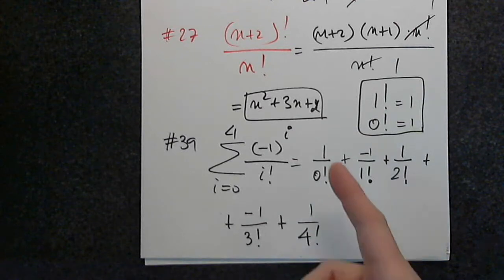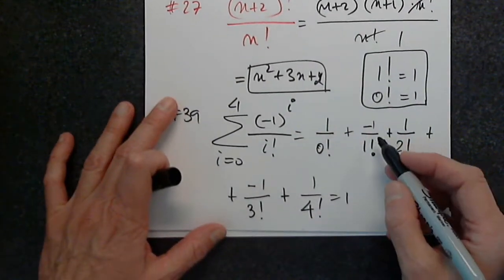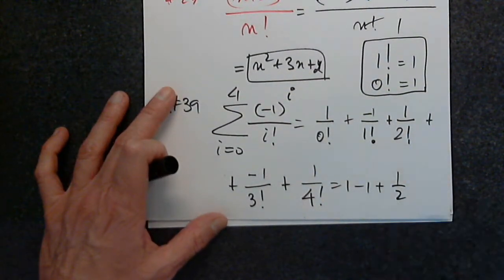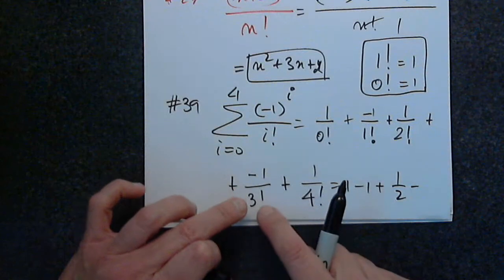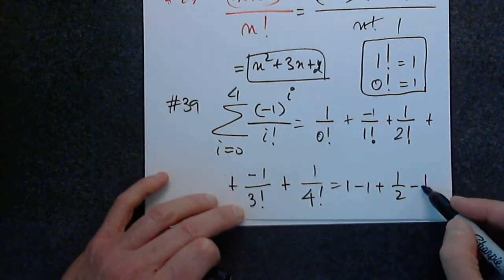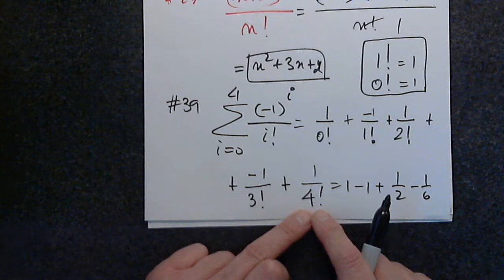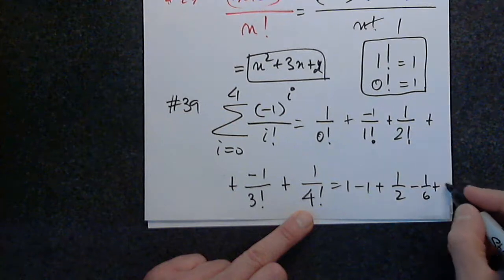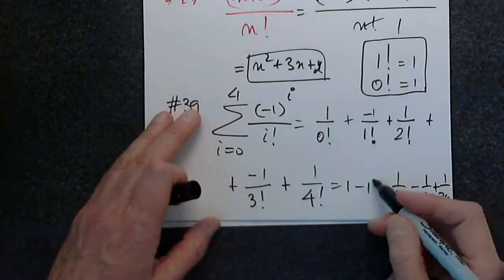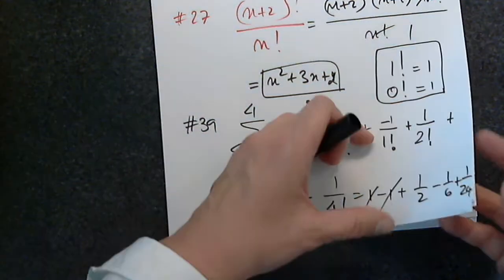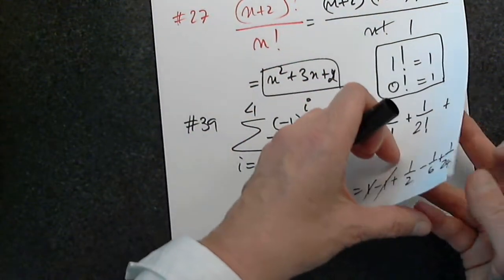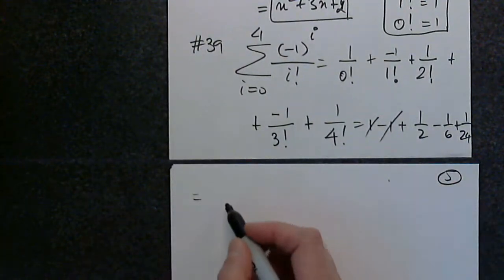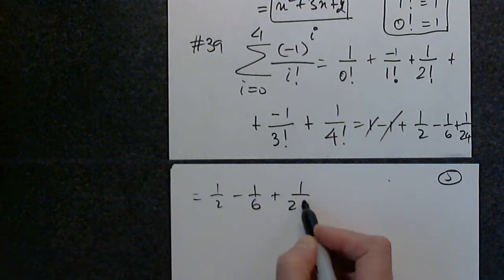Okay, good. So 1 over 1, this is 1. But then this is minus 1 over 1. Okay, these two go away. Plus 1 over 2 minus 3 factorial is 6, so 1/6. And 4 factorial is 24, because 3 factorial is 6, and 6 times 4 is 24. So plus 1 over 24. These two go away. So what we have is 1/2 minus 1/6 plus 1 over 24.